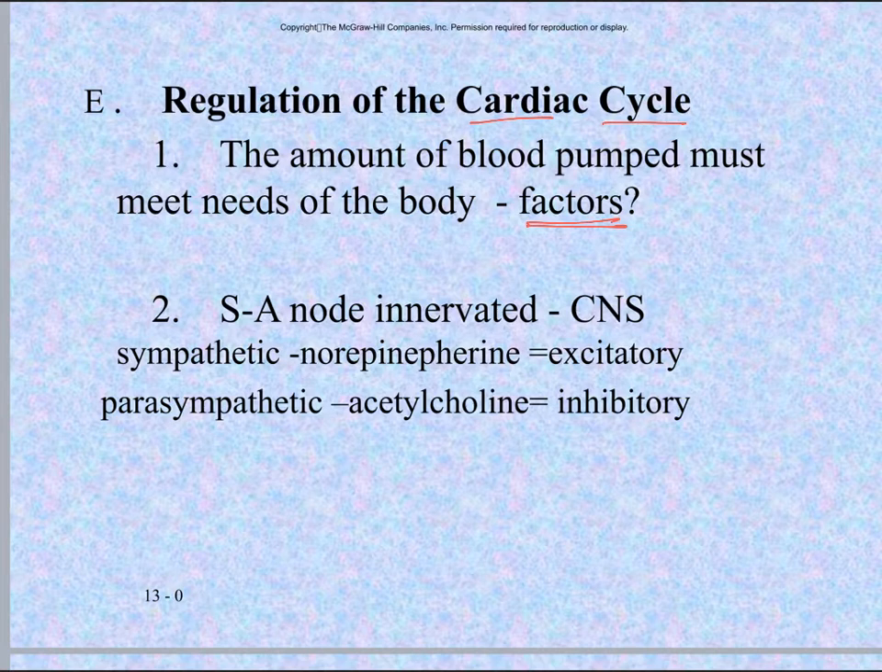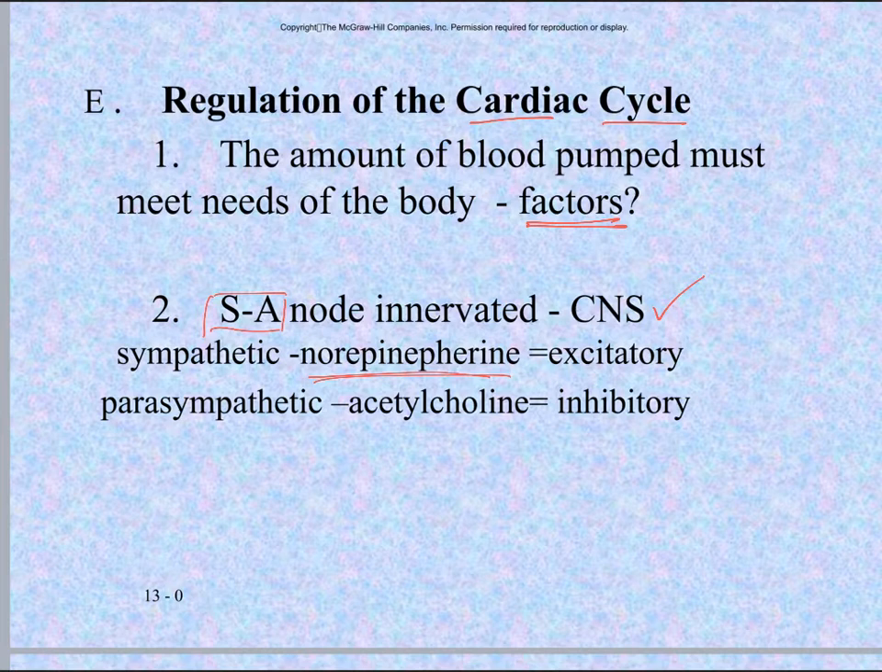To get started on how the heart and the cardiac cycle works, one of the first things introduced is this structure called the SA node. And we'll see in a minute, this is a piece of tissue found in the heart, specifically on the right atrium. This is innervated by the central nervous system, CNS. If we stimulate the central nervous system using sympathetic stimulation, there's a hormone called norepinephrine that provides an excitatory response. It increases the rate and depth that the heart is going to contract and move blood.